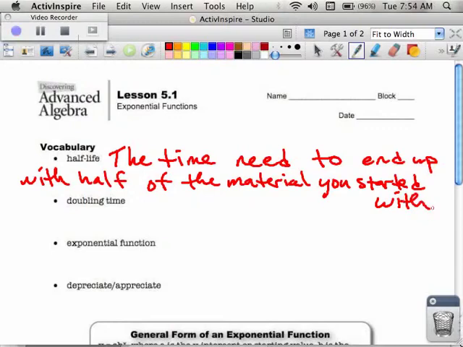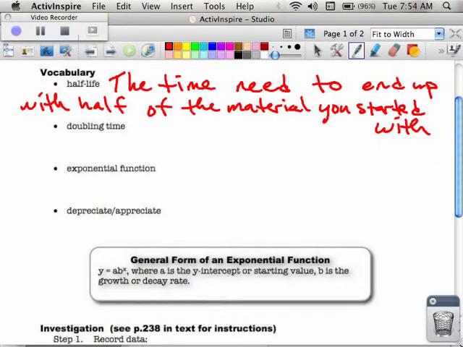And this becomes very important, especially in science, when they were working with the atomic bomb and such. They used materials that were radioactive, and so they would calculate their half-life, and that's how they knew what would be going on with those materials. So half-life.